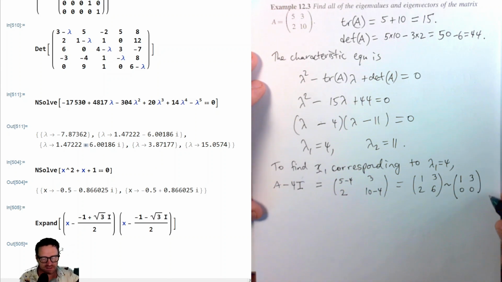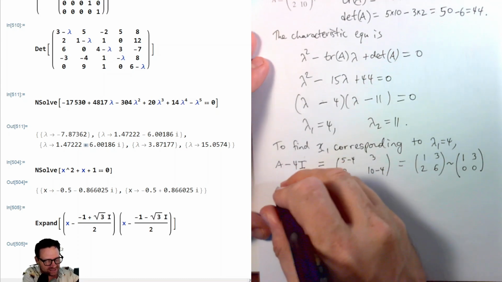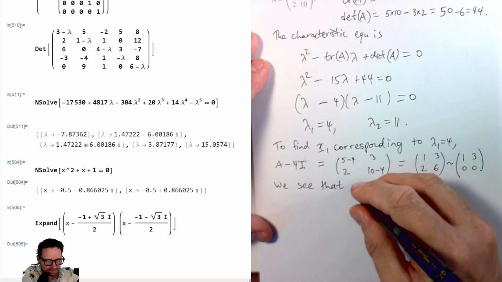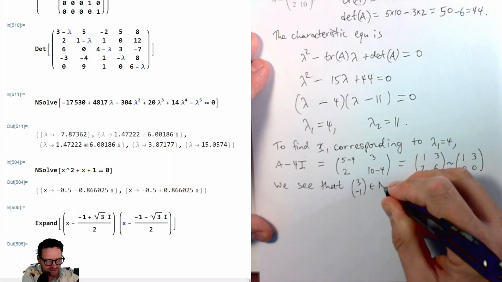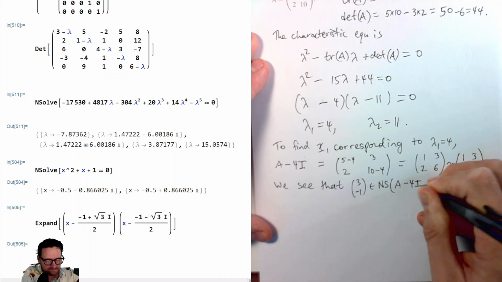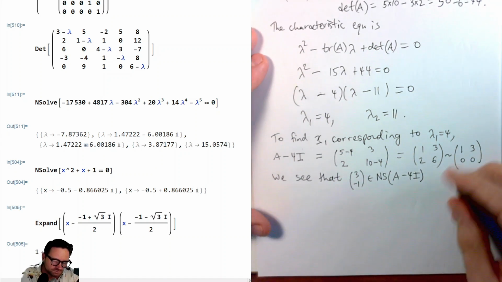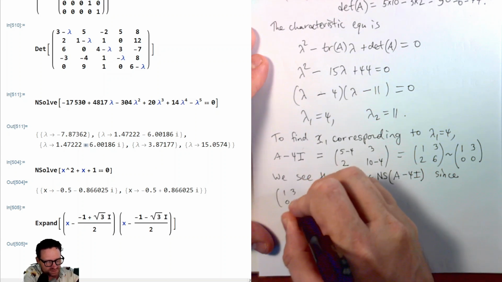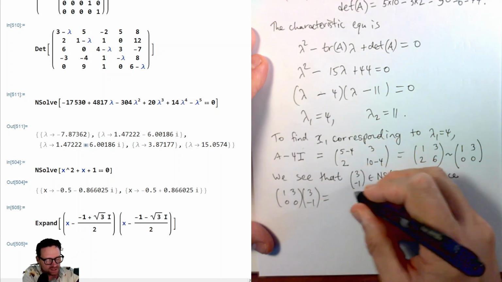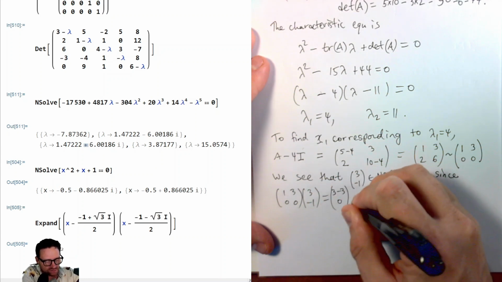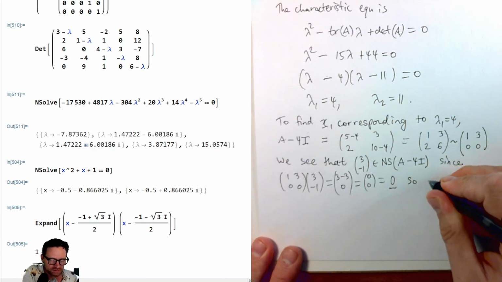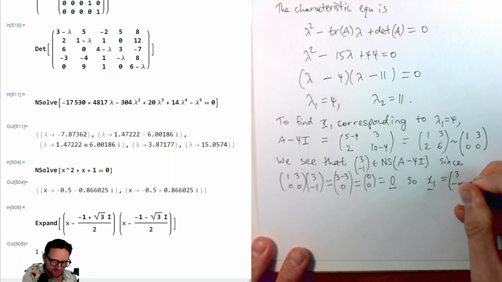Okay, so now from this, we seek an element of the null space of this matrix. So we can see that the vector 3, minus 1 is an element of the null space of A minus 4I, since 1, 3, 0, 0 multiplied by 3, minus 1 gives us 3 minus 3 and 0, which is the 0 vector. Okay, so x1 is equal to 3, minus 1.